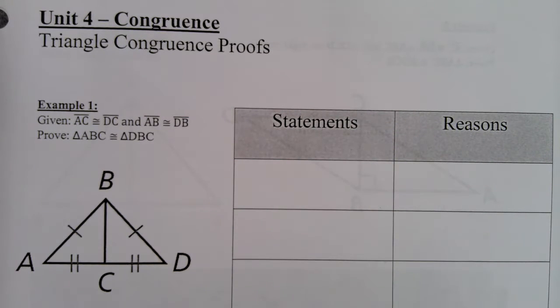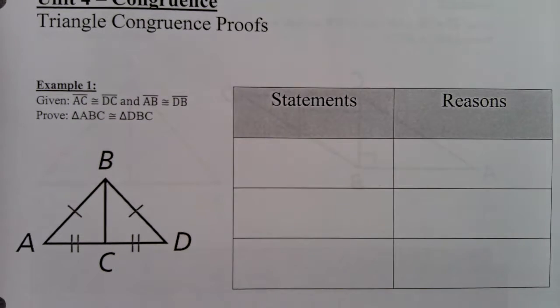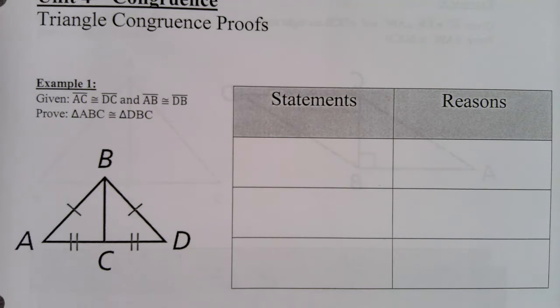All right, the next lesson in geometry is called triangle congruence proofs. So we are going to be doing proofs again like we did in Unit 2.